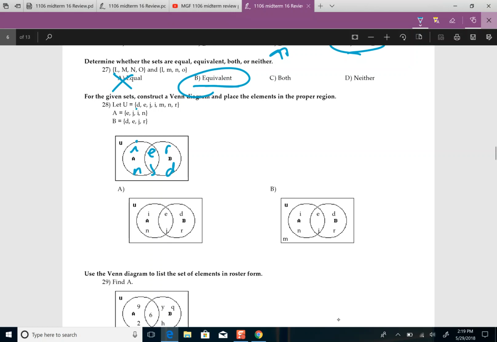But when I look back at you, I took care of D, I took care of E, I took care of J and I. I don't see M anywhere, so let's put it out here in the universe. I have N and I have R. Okay, so when I'm comparing these two, A and B, B has the M in the universe.